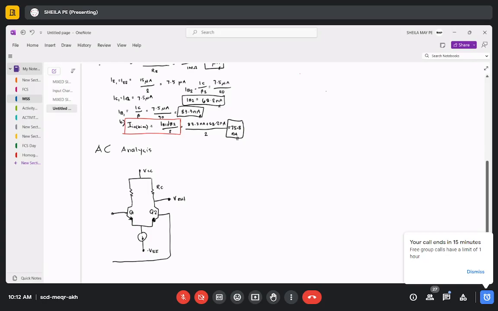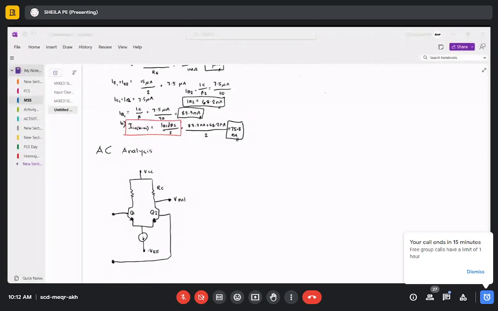Miss, naka-mute ka, miss. Ah, okay na kaya. Nag-drawing pa man ko.